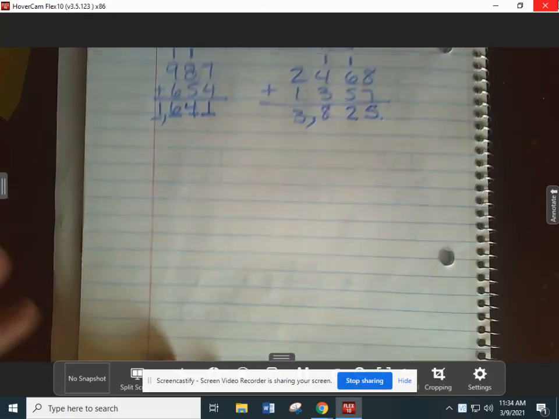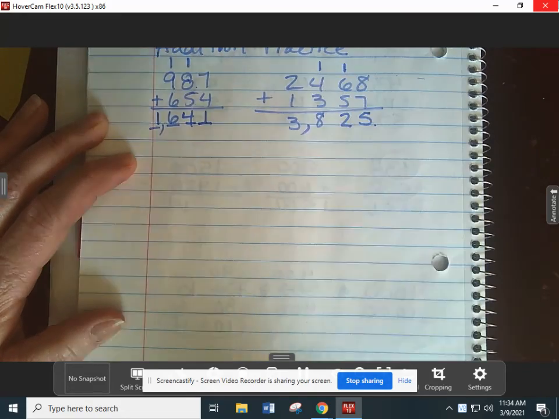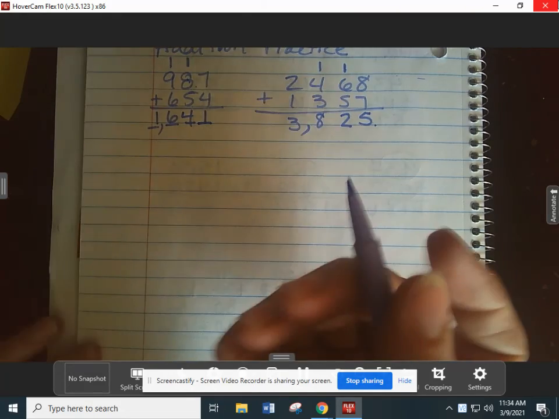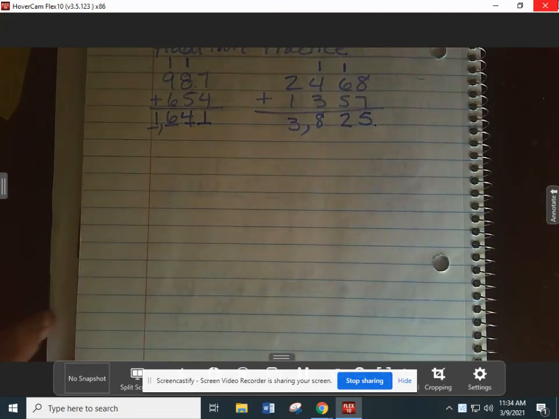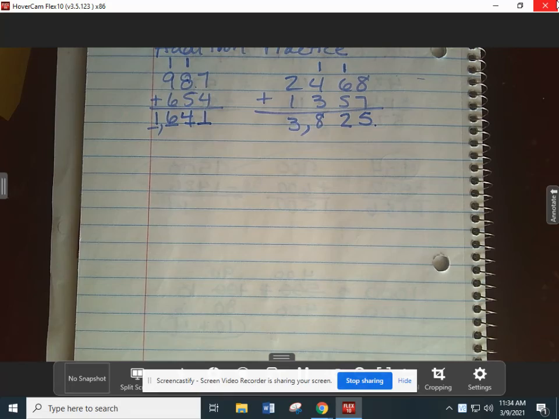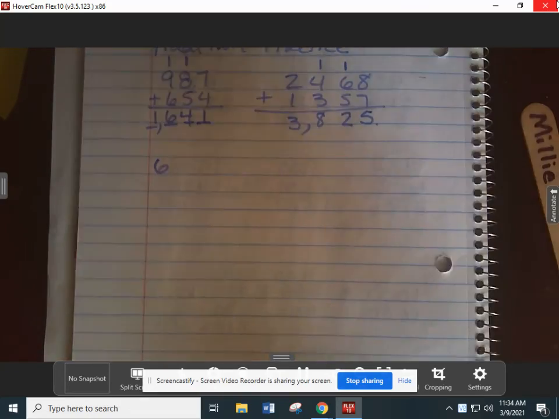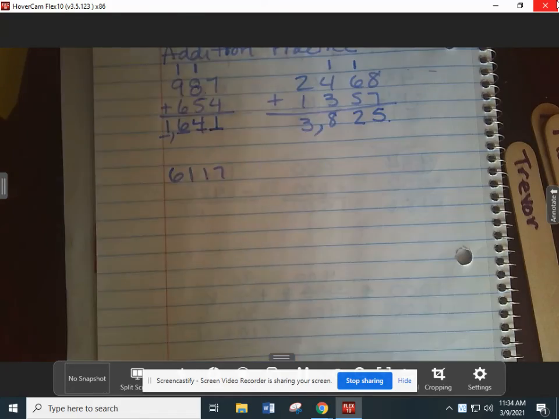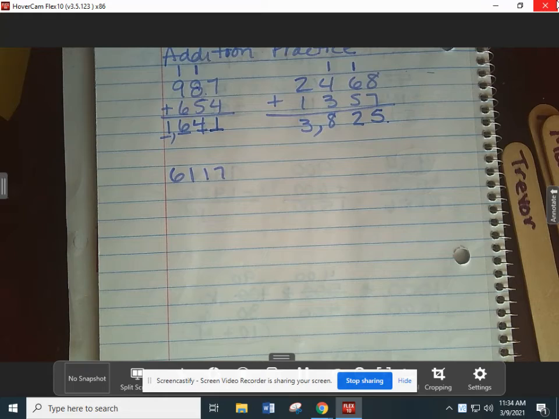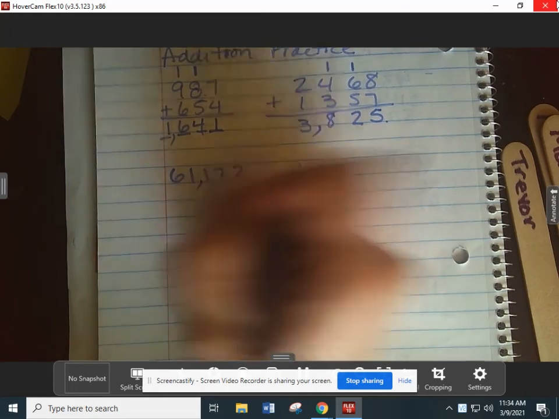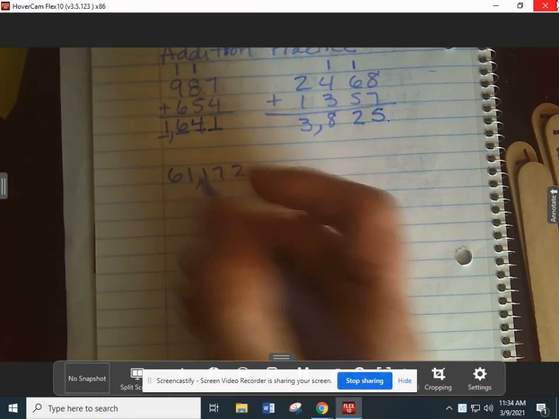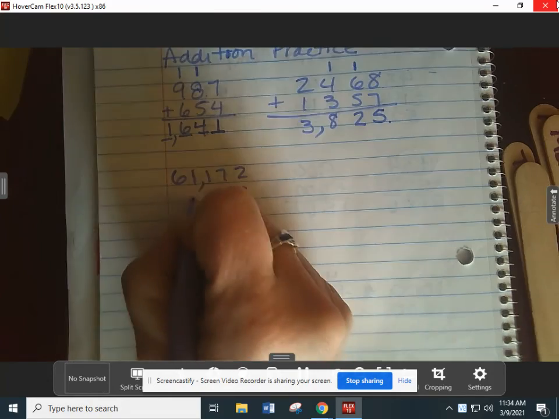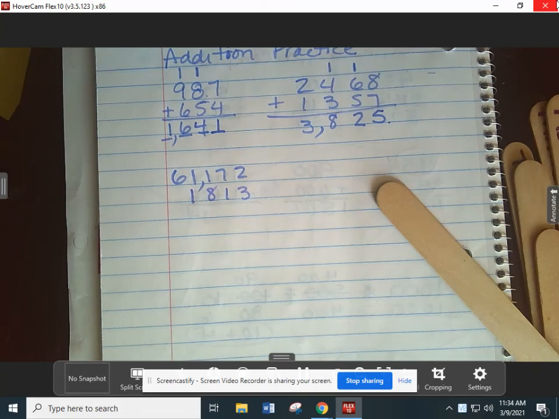Ready for the next one? Yes. Okay, so let's see. We're going to progress to a 5-digit number. Okay, here we go. I'm going to have my student help me out. So we have a 6, a 1, a 7, and now I have to go until I get a single-digit number again, and a 2. Okay, and then we have a 13, we have an 18, and now we have to go until we get another single-digit number, and we have an 8.